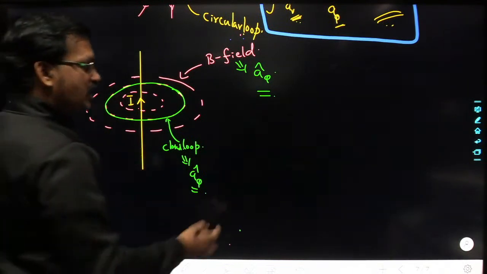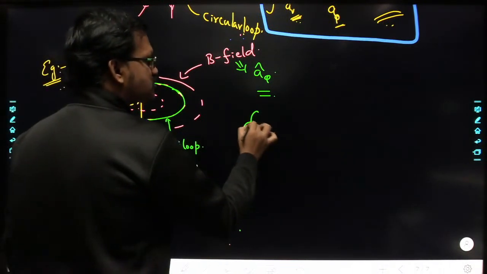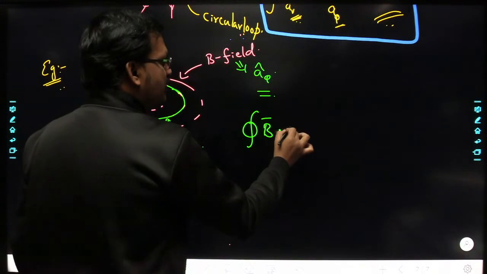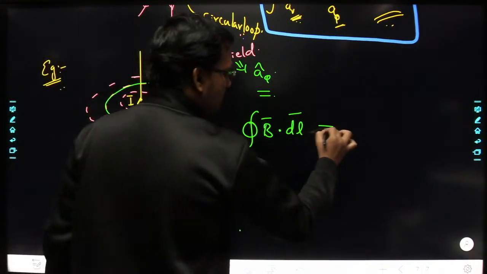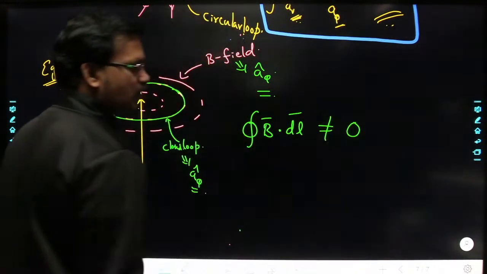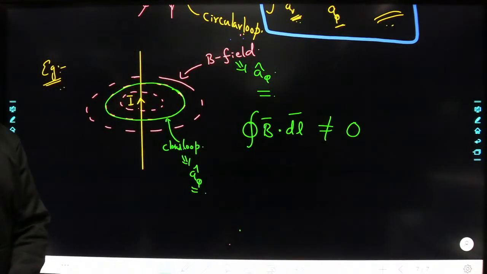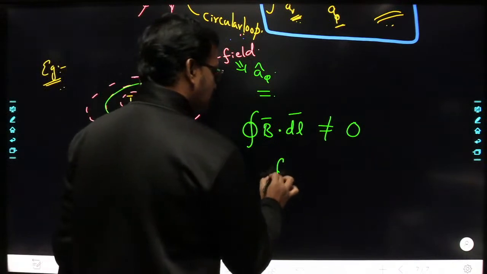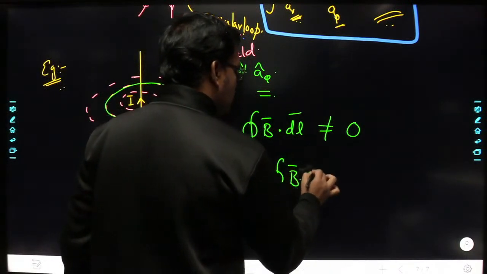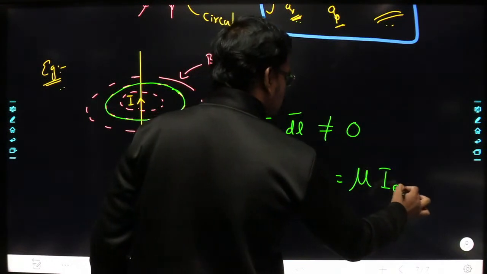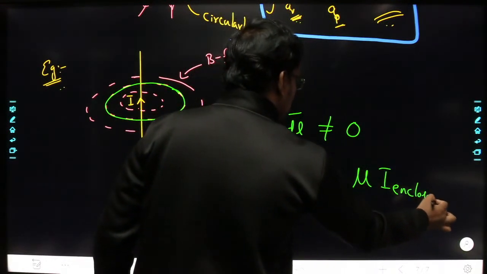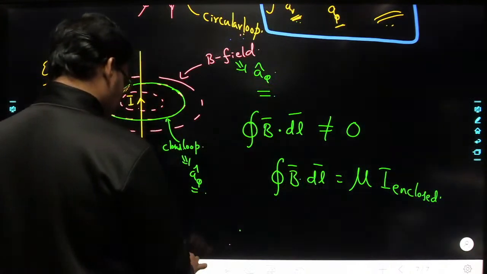So in this case, if you try to determine the circulation of B field around this closed loop, what you are going to get? You are going to get not equal to 0. Okay, and from Ampere's law, we know that the circulation of B field around this closed loop is equal to mu times of current enclosed. So this is what is called as Ampere's law. Yes or no?